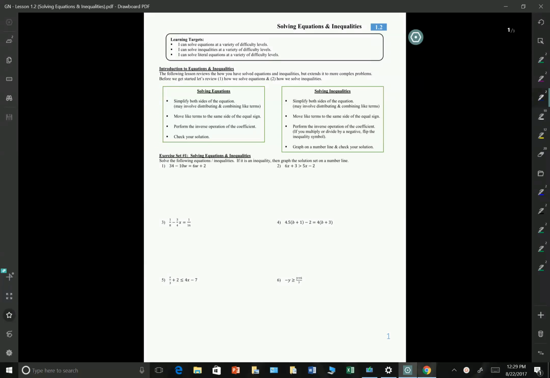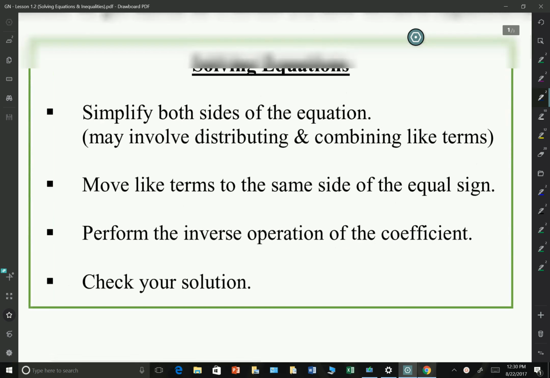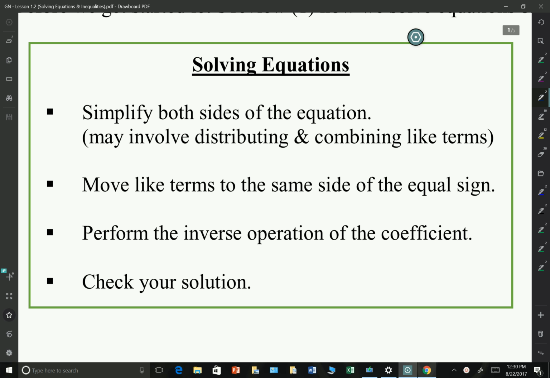Equations. So we're going to look at how to solve equations, and we're also going to look at how to solve inequalities. The process is very similar to each other. So if you think about solving equations and inequalities, when we want to solve an equation, keep this in your mind. Don't move things until the left side and the right side are completely simplified.